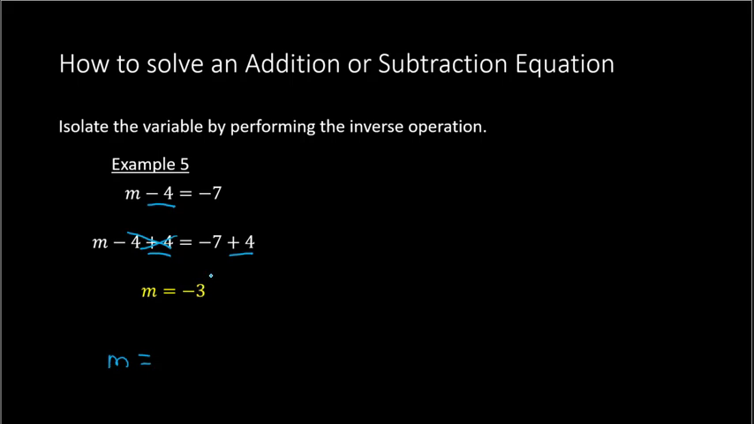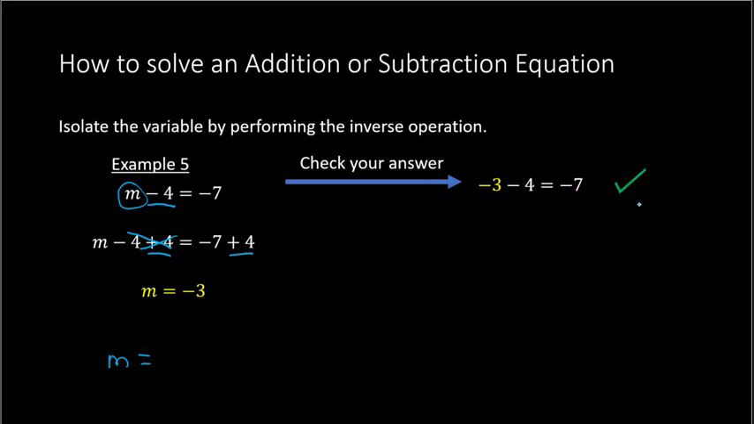And again, we can double check our answer by plugging the negative 3 back in for m. So instead of m minus 4, we have negative 3 minus 4. So negative 3 minus 4 equals negative 7. That is a true statement. So therefore, negative 3 was the correct answer.